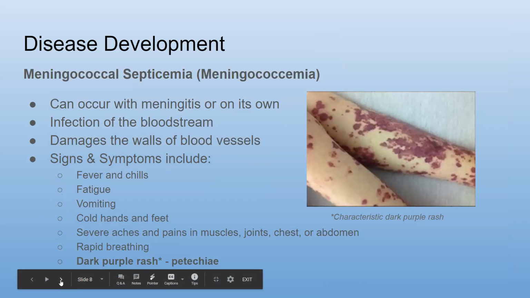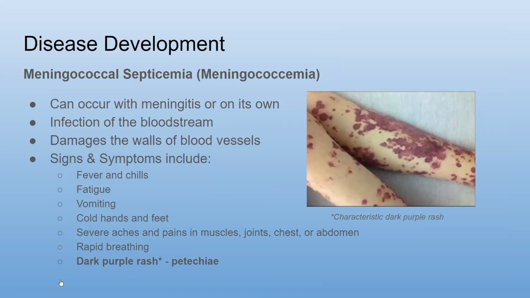Another serious infection caused by Neisseria meningitidis is meningococcal septicemia or meningococcemia. This is when the bacteria infect the bloodstream, and it can occur with meningitis or it can occur on its own. It's a serious infection that rapidly becomes fatal. This happens because the bacteria is capable of evading the host defenses, and its capsule layer will protect it from phagocytosis, but still some phagocytes will be able to engulf the bacteria.